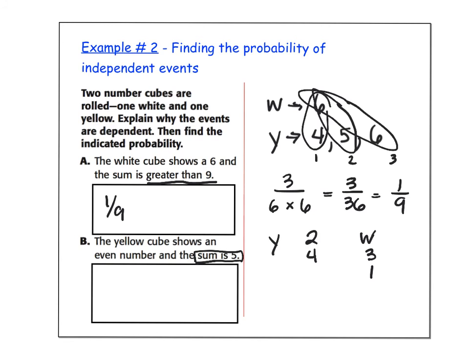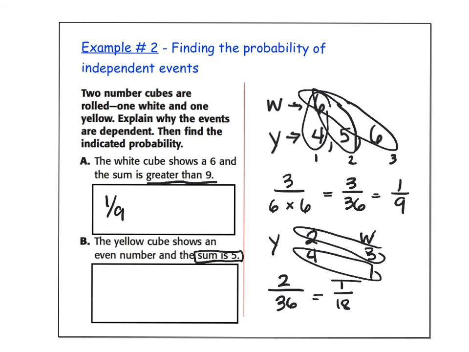So how many outcomes do we have now? Well, we have a 3 and a 2 possible, and we have a 4 and a 1 possible. So it's 2 favorable outcomes out of the 36. And so the probability of rolling your favorable outcome would be 1 over 18. The reason they're dependent is because if the yellow cube shows an even number, then it limits the number that the white cube can be rolled to make your favorable outcome. They're dependent on each other.